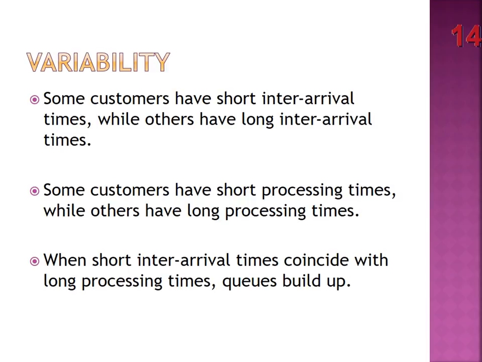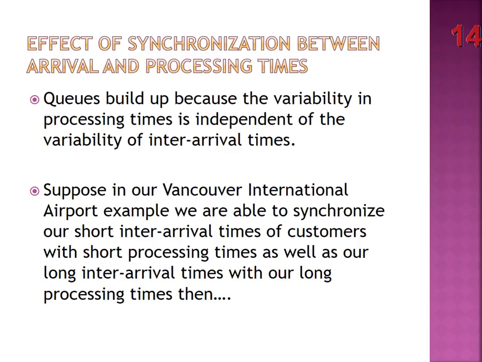So again, every time you process someone, it can take a little bit different time. Okay? So queues build up because the variability in processing time is independent of the variability of inter-arrival times. So it doesn't mean just because customers arrive farther apart that it's going to take less time to process them or more time. Those two pieces of variability are independent of each other. You could have a lot of people arriving at the same time, and their processing times could be larger. So again, you have to come up with a way to address that.